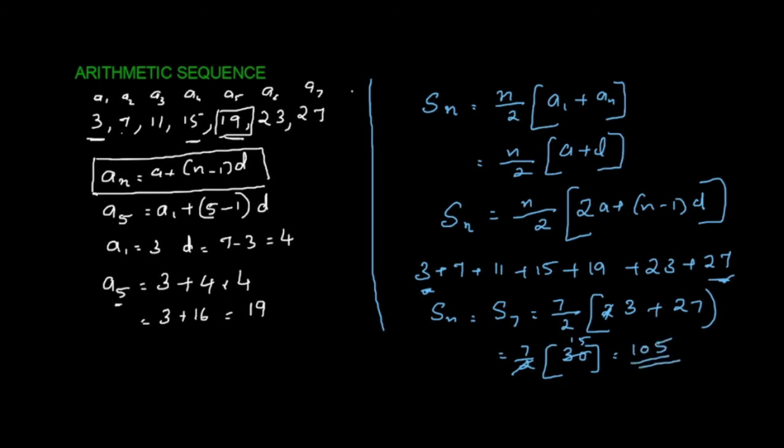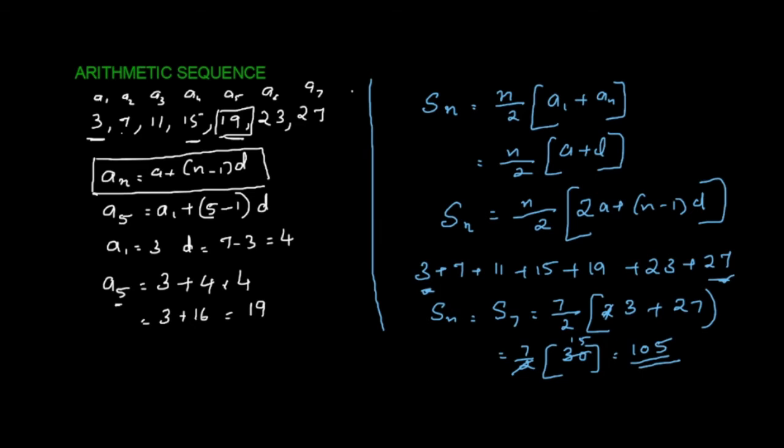So Sn, sum of 7 terms, that is 3 plus 7 plus 11 plus 15 plus 19 plus 23 plus 27 is equal to 105. Am I right? It is 105. So this is the formula for finding the sum of n terms, right? So we will check from this sequence also. By using the formula we are getting this 105, and we'll check from this series also.